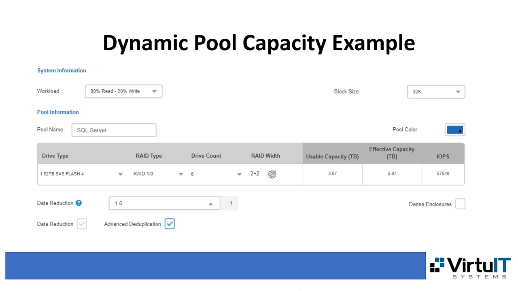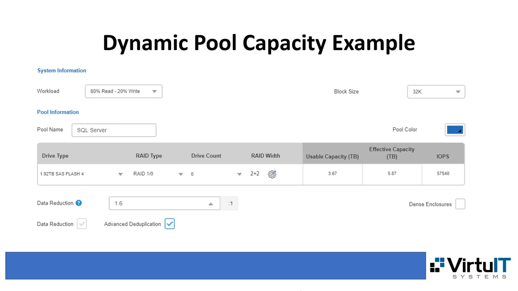So here's our database example, our SQL Server example. You can see 80% reads, 20% writes. If you look on the right, you'll see a 32K block size. And I'm using the 1.92 terabyte SSDs, as I mentioned before. I've got them in a RAID 10 mirrored configuration.